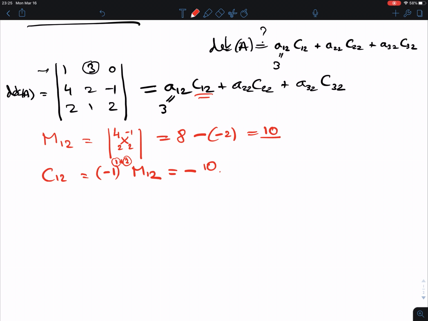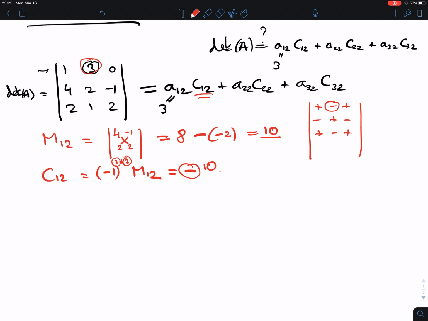Okay, I said there's another way, and it's actually easier to do and easier to remember, which is that there is a pattern. So if we have a 3 by 3 matrix, we make a kind of chessboard with pluses and minuses. Okay, so that's the pattern I want. And now, since we're talking about this element in the first row, second column, you see it's a minus sign. That's why we have this minus here.